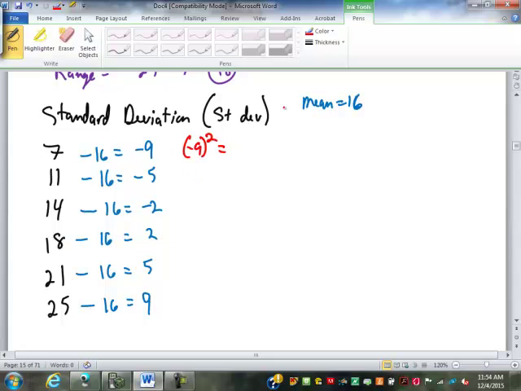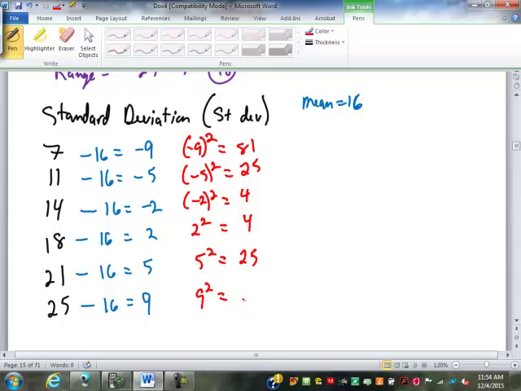-9 squared. 81. -5 squared. 25. -2 squared. 4. 2 squared. 4. 5 squared. 25. And 9 squared. 81. Okay.